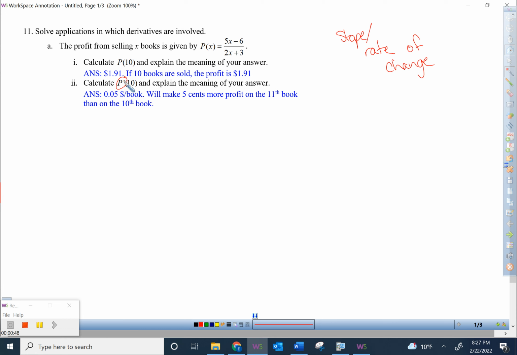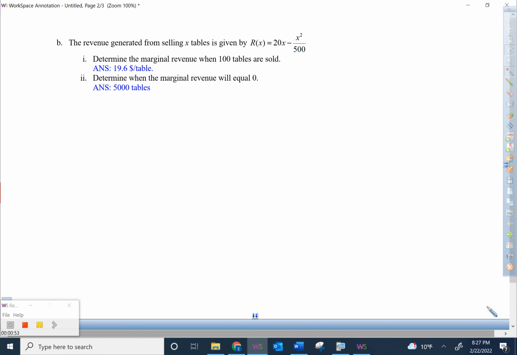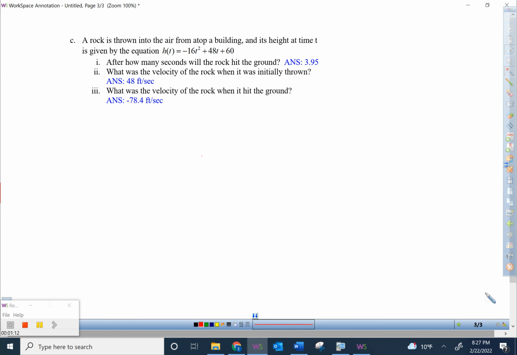As relating to the other two problems, I'm going to just skip ahead here. When you see the word marginal, that's also telling you a derivative is involved. Sometimes it's marginal revenue and sometimes it's marginal cost, but either way it's the derivative because it's talking about the change in the revenue or the change in the cost. And then the last one related to it is velocity. Velocity is also finding the first derivative because velocity is your rate of change. In this relationship, talking about a rock being thrown.